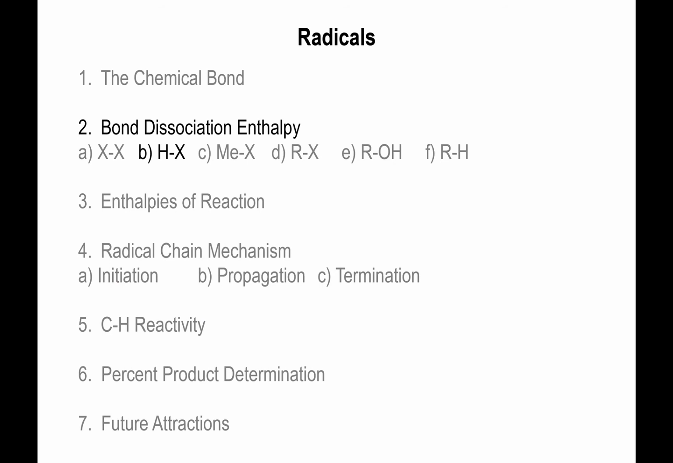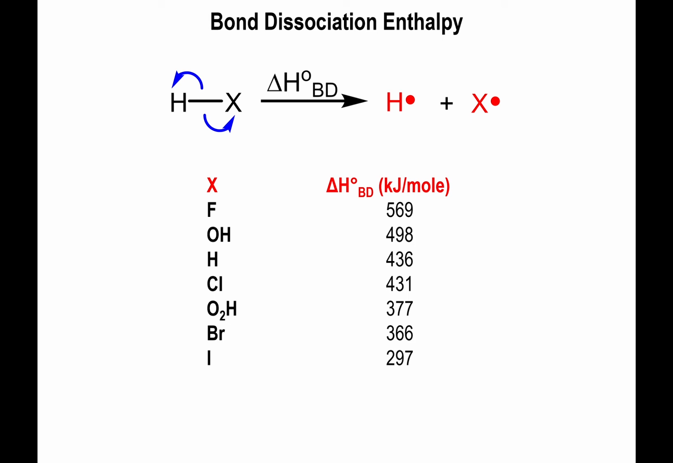Okay, so let's take a look at one more. Let's take a look at the hydrogen-X bond. So this is now a diatomic molecule, which is heteronuclear. And we're going to look at the hydrogen halide bonds. We're also going to compare it to the hydrogen-hydrogen bond, which was the strongest one in the previous example.